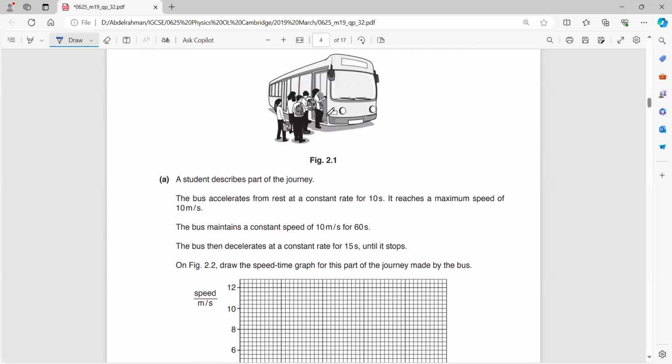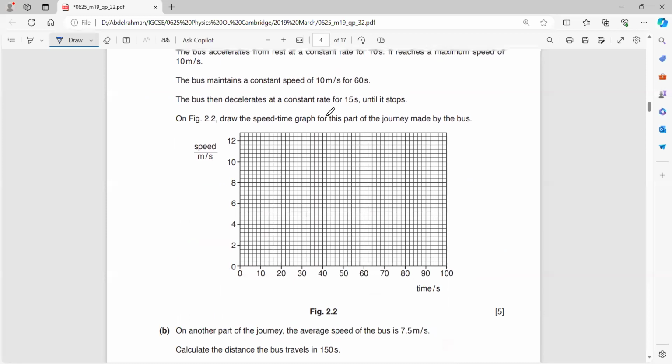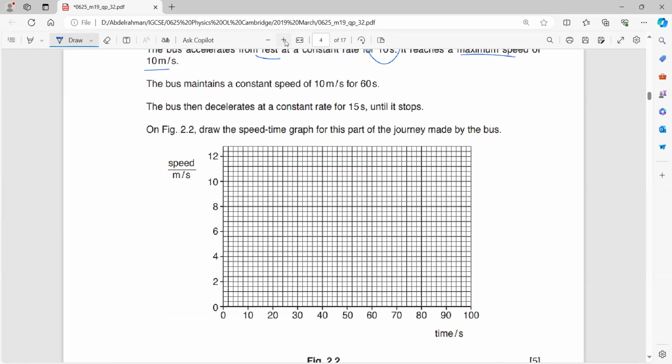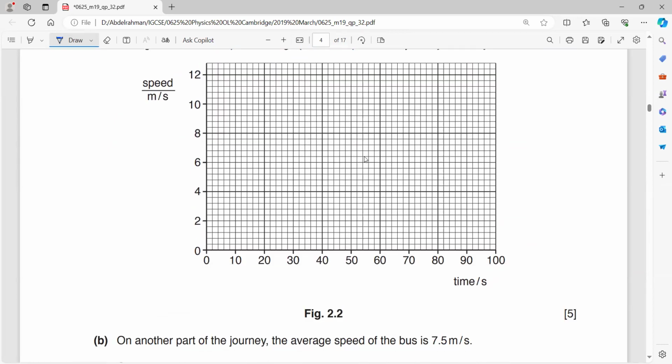I have some students going on a bus. Now I'll need to draw the speed time graph. The bus accelerates from rest at a constant rate for 10 seconds. It reaches a maximum speed of 10 meters per second. Initially, the bus was at rest. It accelerates for 10 seconds, so after 10 seconds it reached a maximum speed of 10 meters per second.